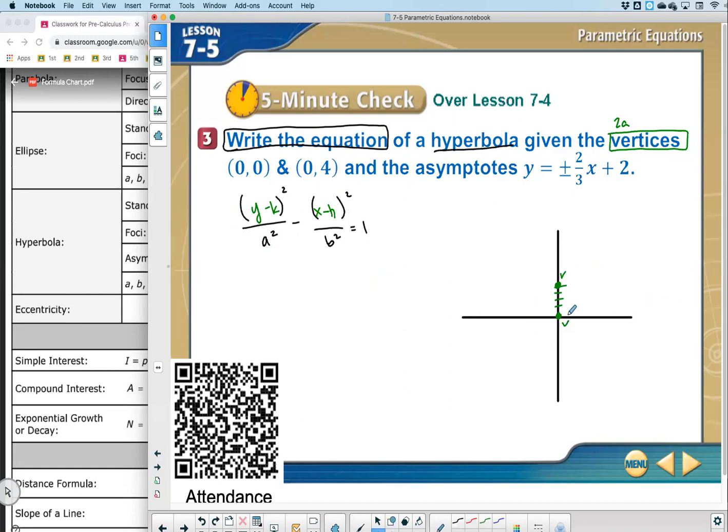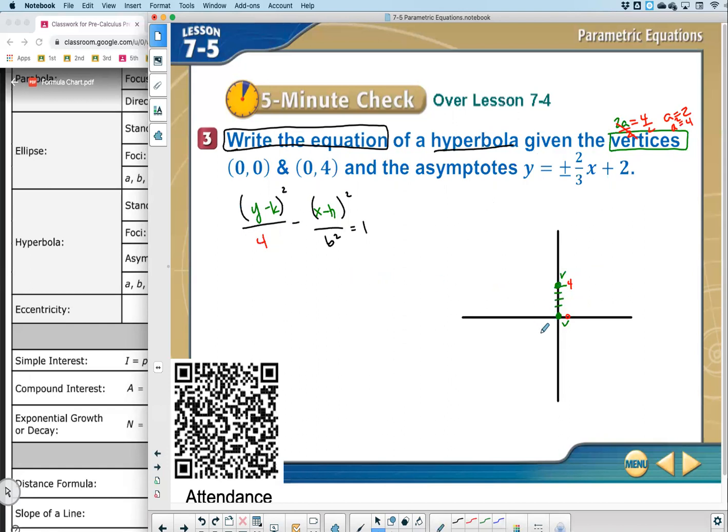We could count the distance. This is the distance from 0 to 4. So how many units apart are they? 4. So 2a equals 4. What does 1a equal? 1a equals 2. We'll use that for the center. For the formula, we need to know that a squared would be 4. So a squared is 4.